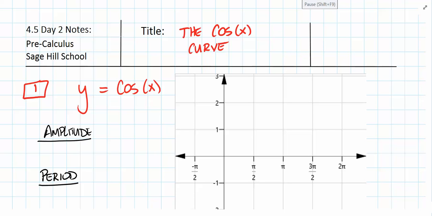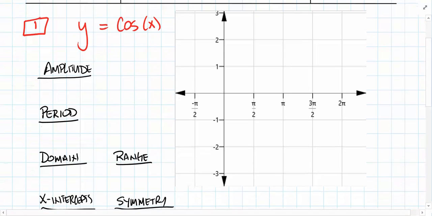Okay, pre-calculus, here is your 5-minute cosine curve video as promised. Make sure you take some notes on this and come to class tomorrow ready to talk about the cosine curve, okay? So here we go. Here is the cosine curve.